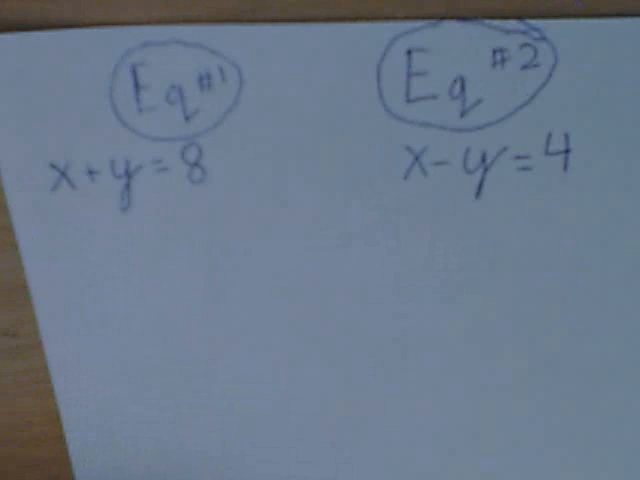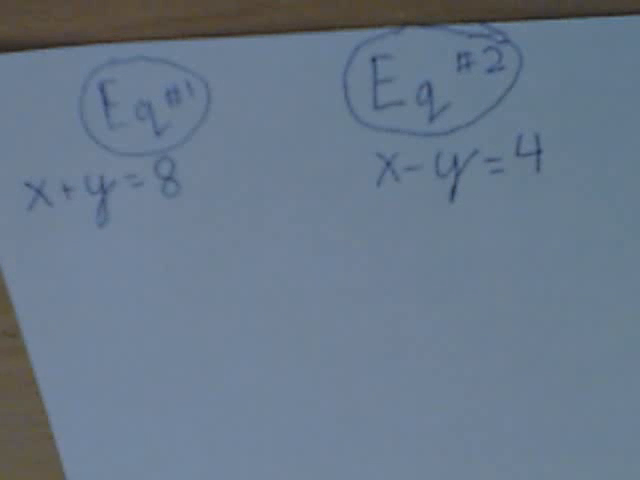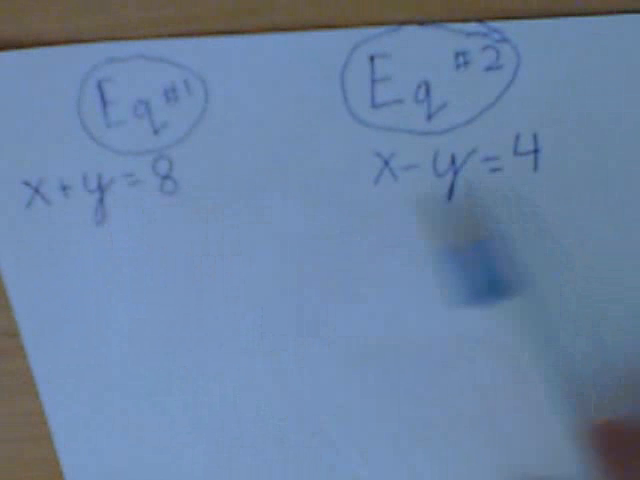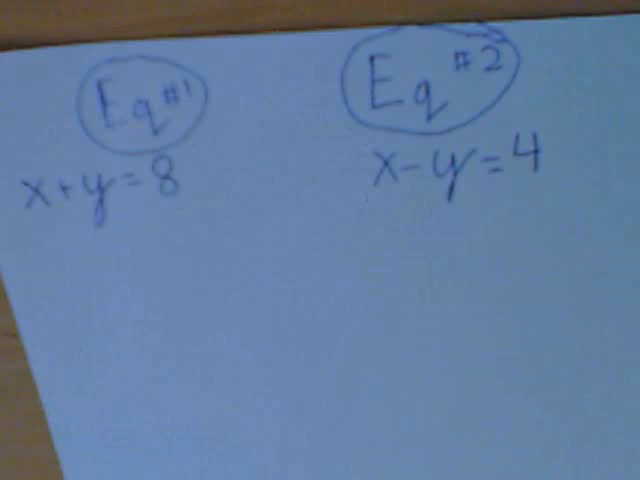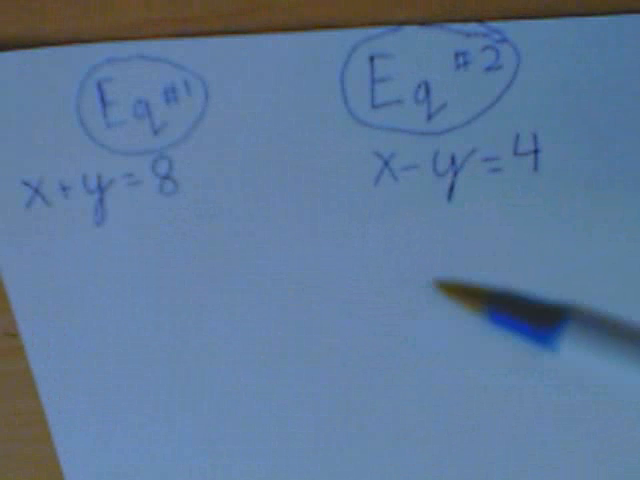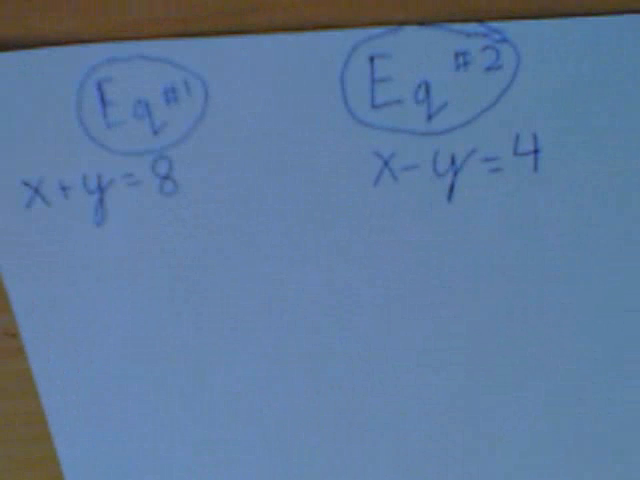So let's begin. To begin with substitution, you need two equations. So equation 1 over here, x plus y equals 8, and equation 2, x minus y equals 4. So you would want to find the point of intersection in between these two lines, basically.